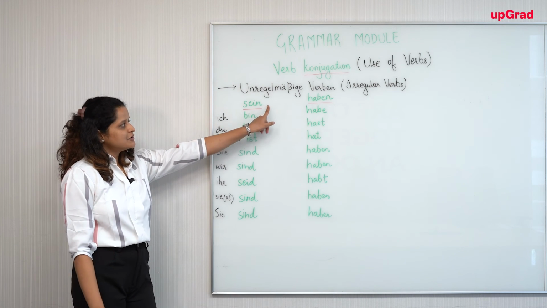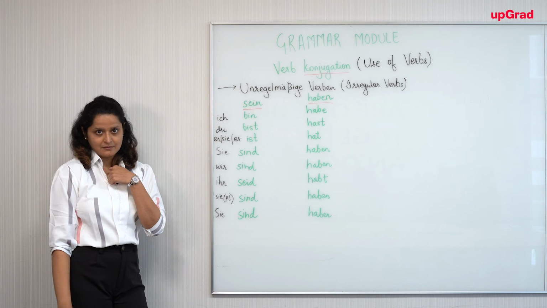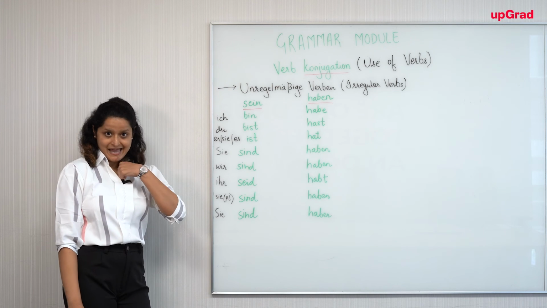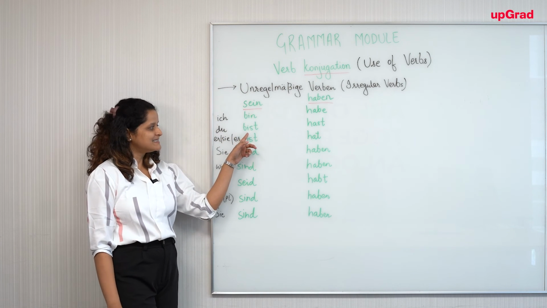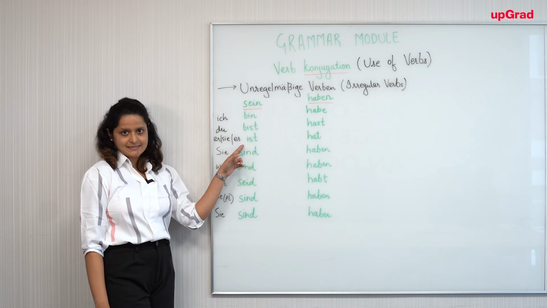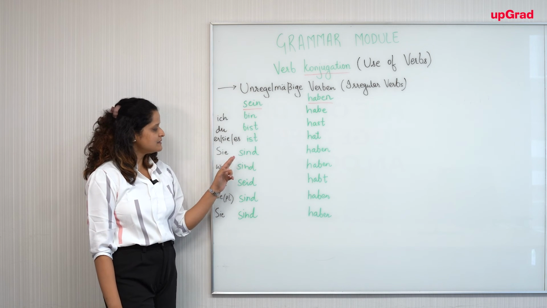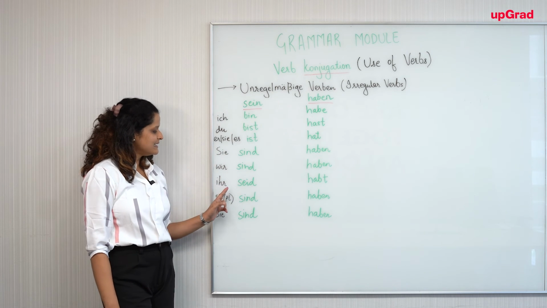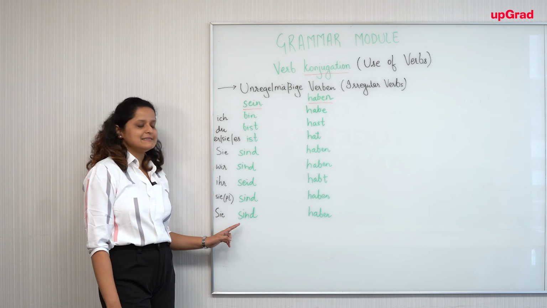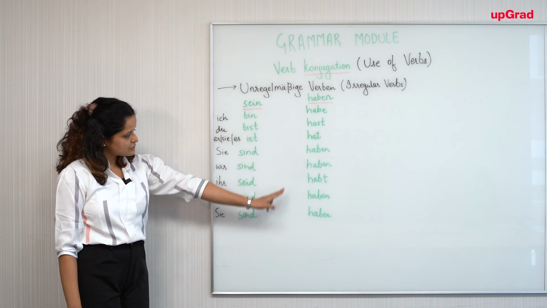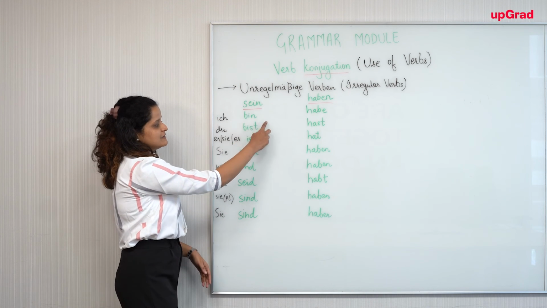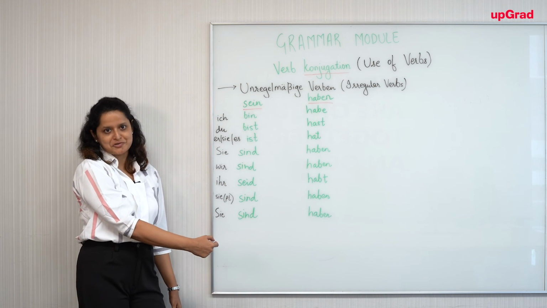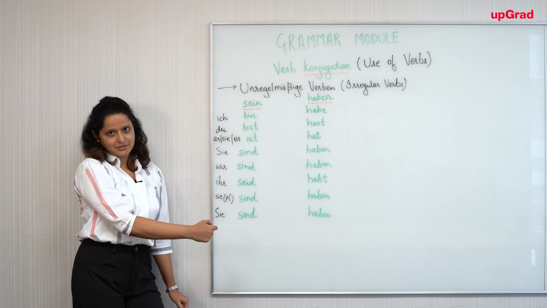So the conjugation of sein is ich bin. So it's something when I say I am this. So ich bin, du bist, sie es ist, sie sind, wir sind, ihr seid, sie sind. So if you look at the conjugation, it is totally unique, where the verb sein is nowhere used in the conjugation. So that's how this verb is conjugated.